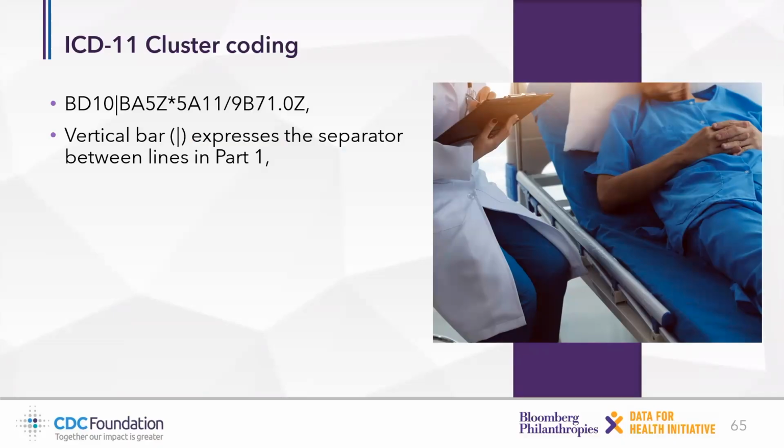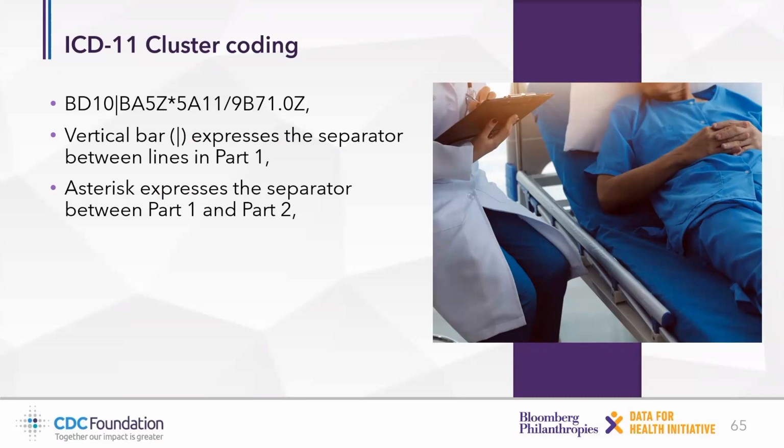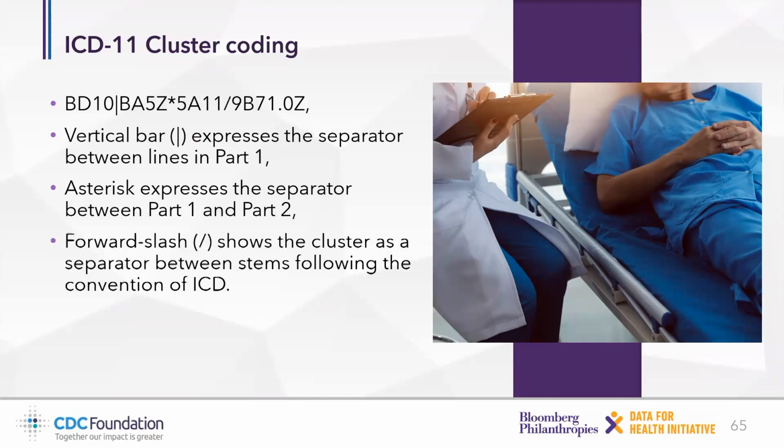The vertical bar expresses the separator between lines in part 1. The asterisk expresses the separator between part 1 and part 2. The forward slash shows the cluster as a separator between stem codes, following the convention of ICD. So the two stem codes are combined with a forward slash.